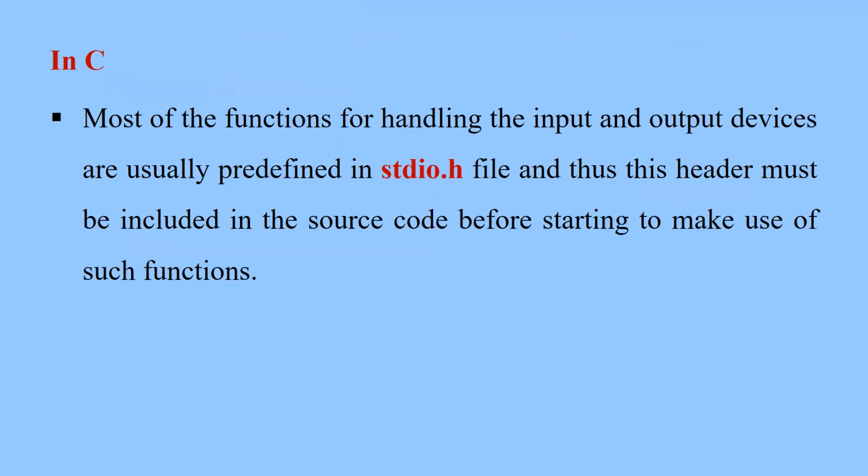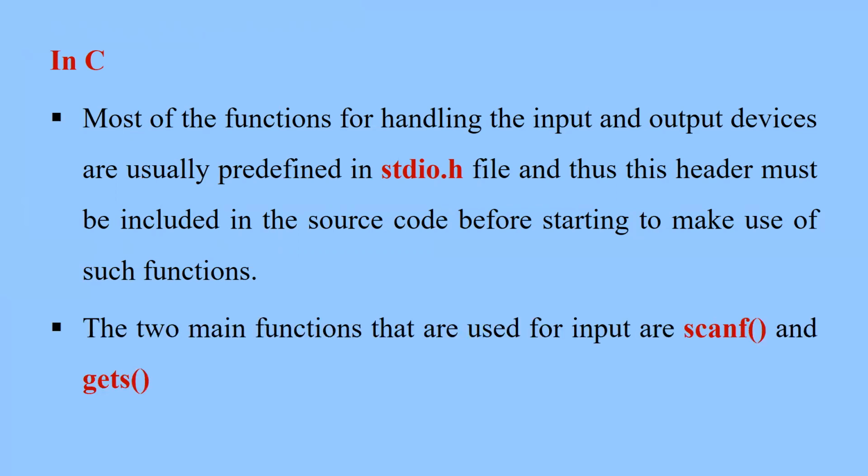In C, most of the functions for handling the input and output devices are usually predefined in a file that we call stdio.h. In other words, as I said before, it stands for standard input output file, and it is a header file. So it is standard input output header file. And thus this header must be included in the source code before starting to make use of such functions.